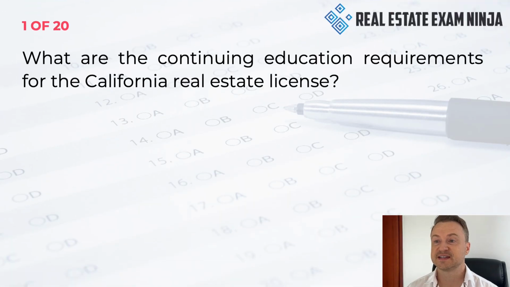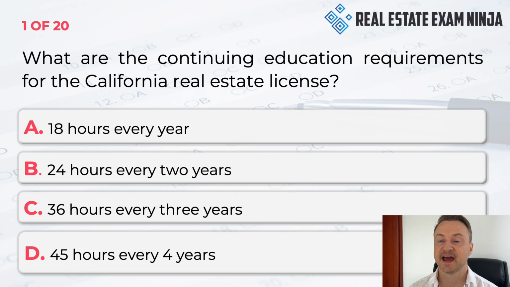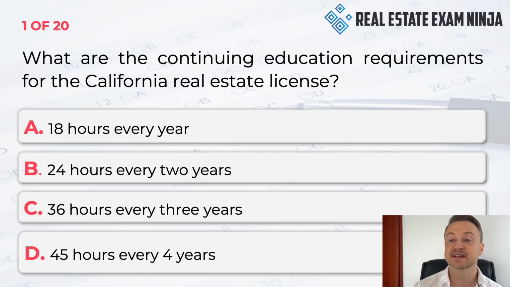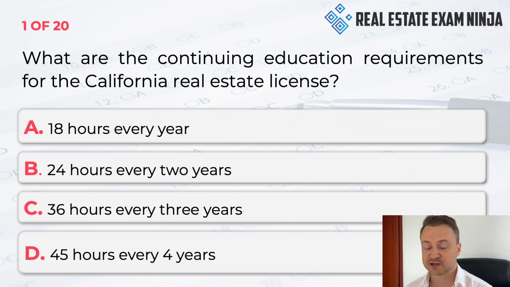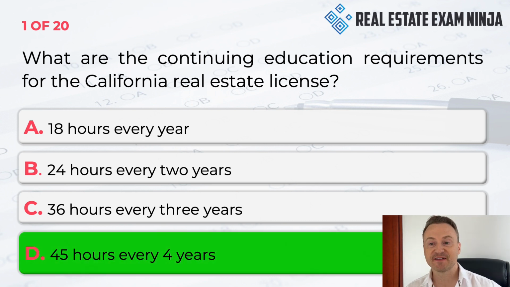What are the continuing education requirements for the California real estate license? 18 hours, 24, 36, 45. I'll let you look at those for a second. What do you guys think? 45 hours every 4 years. On the exam, guys.